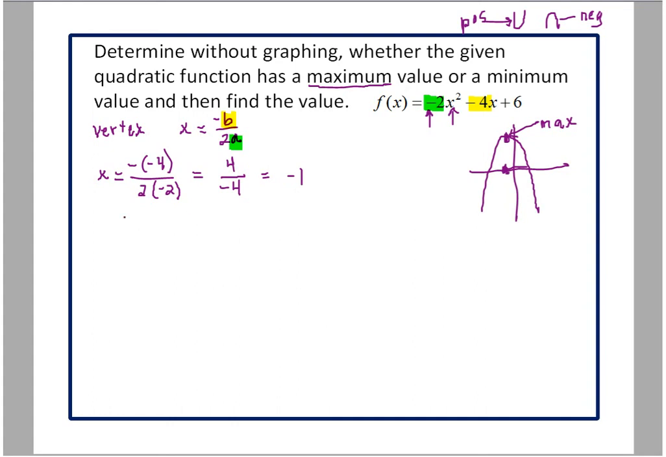Remember, f of x is another way of saying y. So we have negative 2, and then our x is negative 1. So we have negative 1 squared minus 4 times negative 1 plus 6. Let's do our exponent first. Remember, the square only squares the negative 1. So we have negative 1 times negative 1 is positive 1. So we have y equals a negative 2 times a positive 1 minus 4 times negative 1 plus 6.